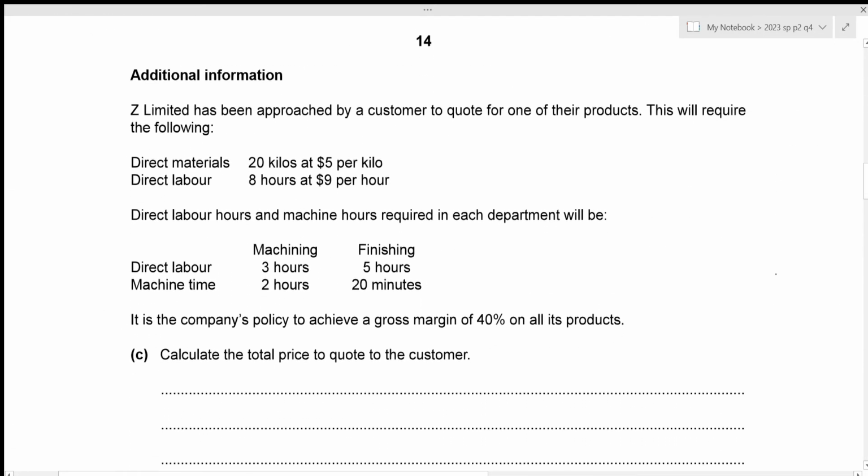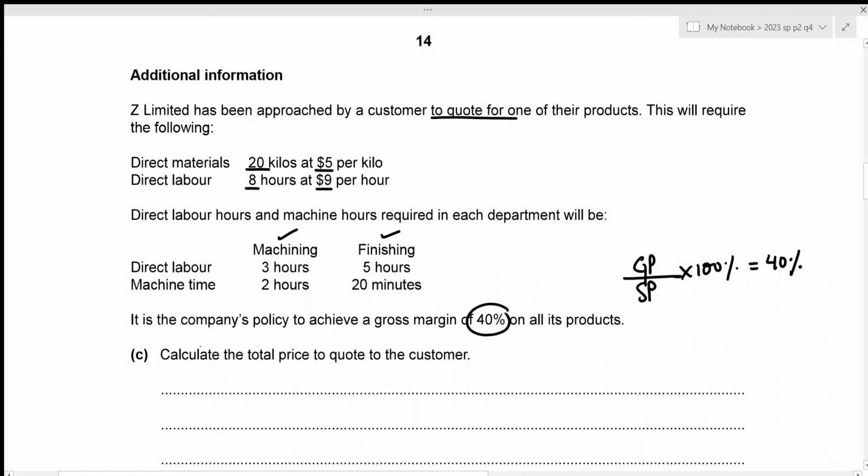We are given additional information. Z Limited has been approached by a customer to quote for one of their products, and this will require the following. So we require direct materials of 20 kilos at $5 per kilo, direct labor of 8 hours at $9 per hour, and then the direct labor hours and machine hours required in each department will be, we're given the information for machining as well as finishing department. Then it is the company's policy to achieve a gross margin of 40% on all its products. And gross margin just means that our gross profit as compared to the selling price times 100% should be 40%.